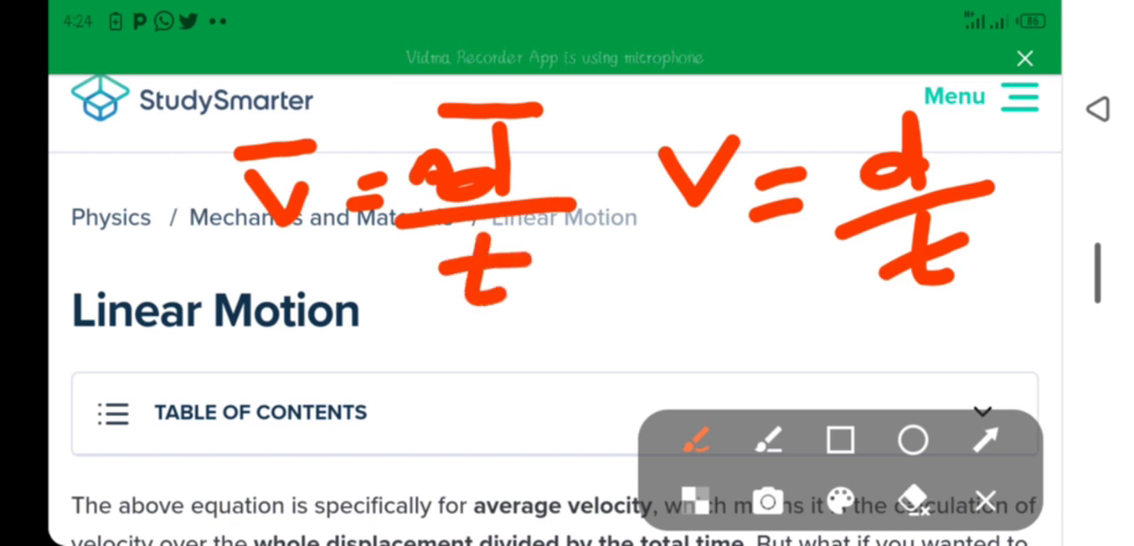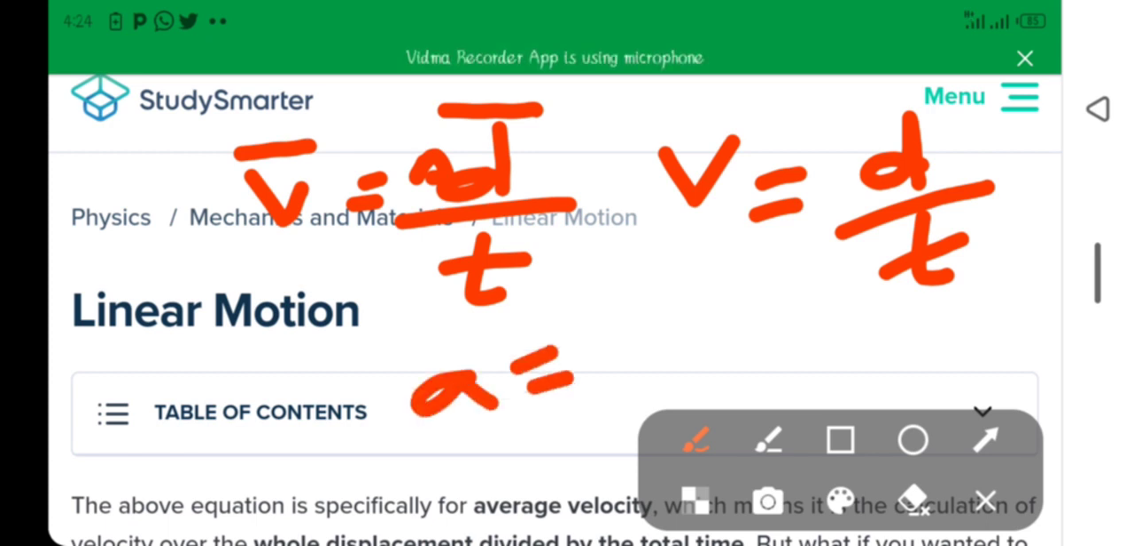Don't forget, consider the dash on top of it. Now that dash on top of it is just to represent the direction. Remember that for speed, I didn't add any dash on top of it. There was no line on top of it. That shows it is a scalar quantity, which does not have direction. While when you add the dash on top of it, it is used to represent the direction, basically.